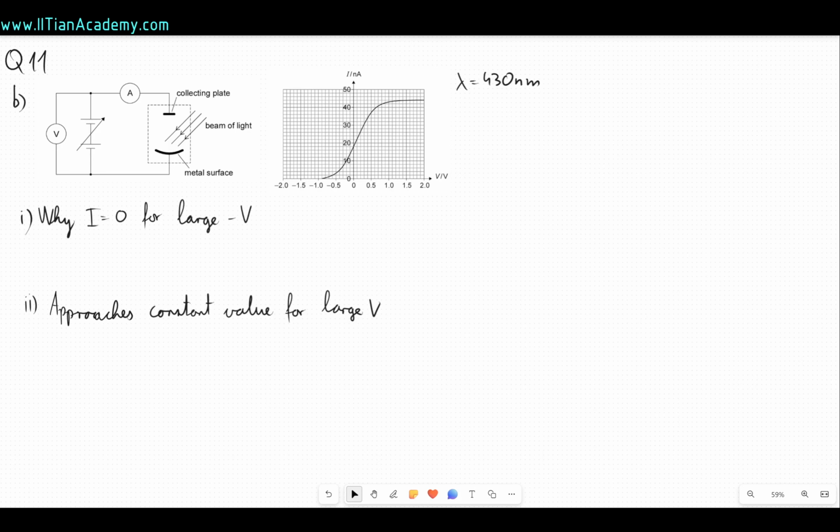In part B, we are given the diagram for the setup of the experiment, and we're given this graph that shows the variation of current in the ammeter with the voltage. We're asked to explain why current is zero for the very large negative voltages. And well, it's because when we have very large negative voltages, the electrons are repelled from the collecting plate.